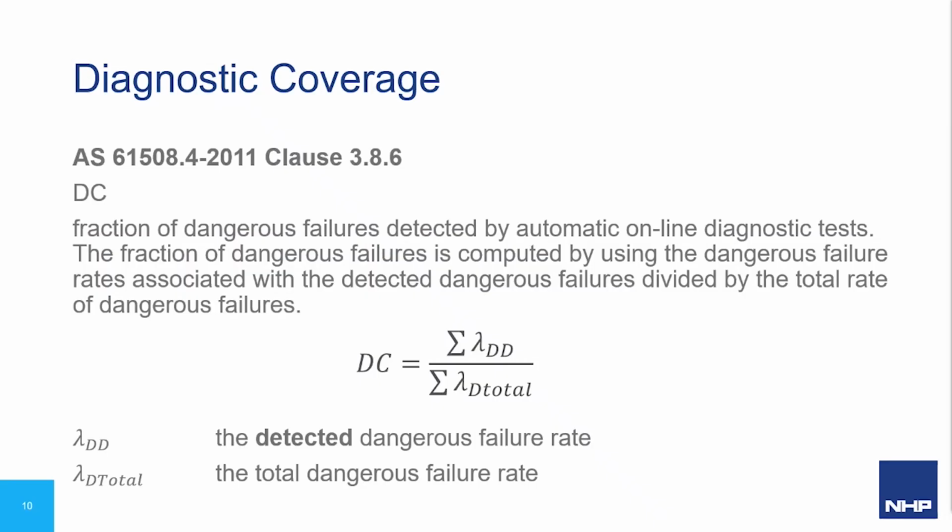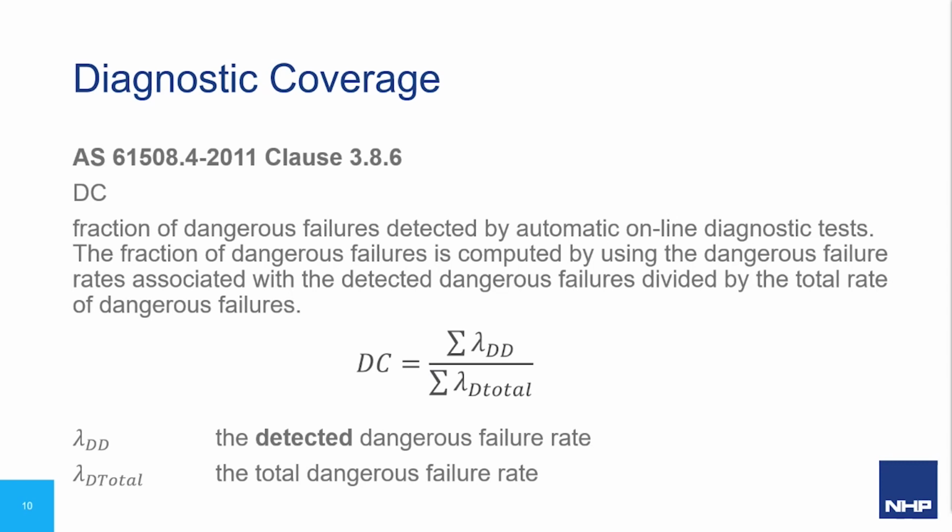This is what diagnostic coverage is for and what it means specifically. AS 61508 is the standard series which provides much of the framework for the use of electrical and electronic devices for safety control systems, and is used in the machine safety as well as the process safety world. It's a multi-part series, of which part 4 is the list of all definitions and abbreviations, and it is here where DC, or diagnostic coverage, is defined. DC is the fraction or percentage of dangerous failures detected by automatic diagnostic tests.